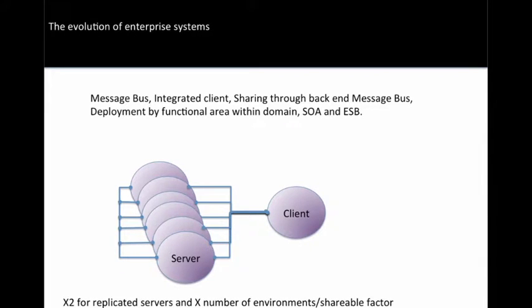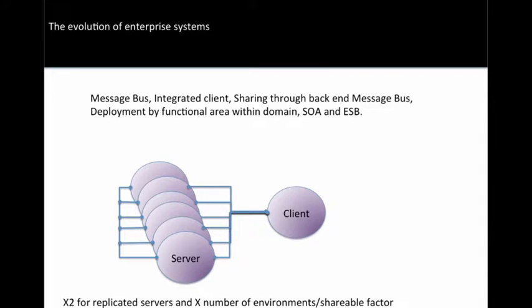distributed system that we found later on, sort of really in the late 80s, early 90s. Message bus tended to connect the servers that were running, and deployment was by functional area within the domain. So the server would often just be a functional area, or you might have a number of separate processes running as different functional areas, sharing some storage.